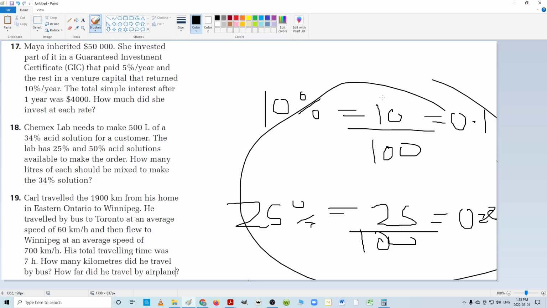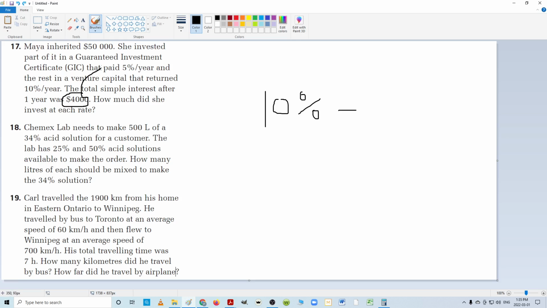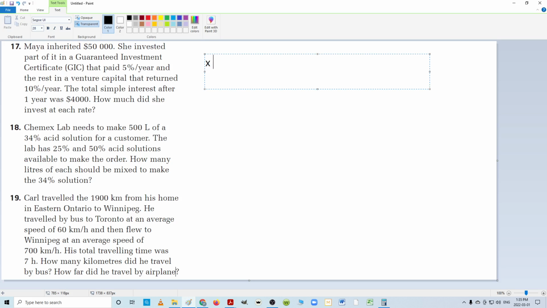So learn all that. Okay, when she invests it, the total simple interest after 1 year. So she made 4,000 more than her 50,000. So first of all, when she first started, her first investment and her other investment is equal to $50,000. Second, when she put one into 5%, which is 5 over 100. Here, do it like that. And she put the other one in at 10%. She got $4,000.